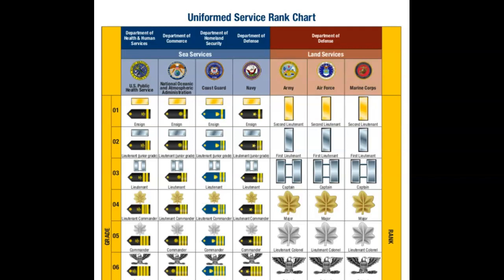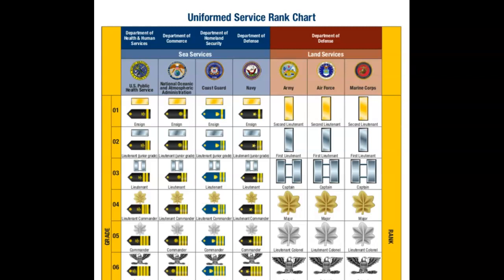On the right-hand side, the rest of the Department of Defense services fall under what they call land services. And that includes Army, Air Force, and Marine Corps. Next, we'll look at the grades 1 through 10. The 01 grade in the sea services is called ensign. In land service it is called second lieutenant. The grade 02 in the sea services is called lieutenant junior grade. In the land services, it's called first lieutenant.